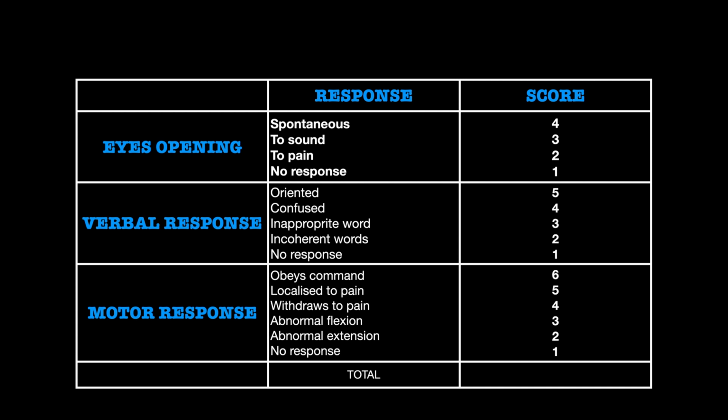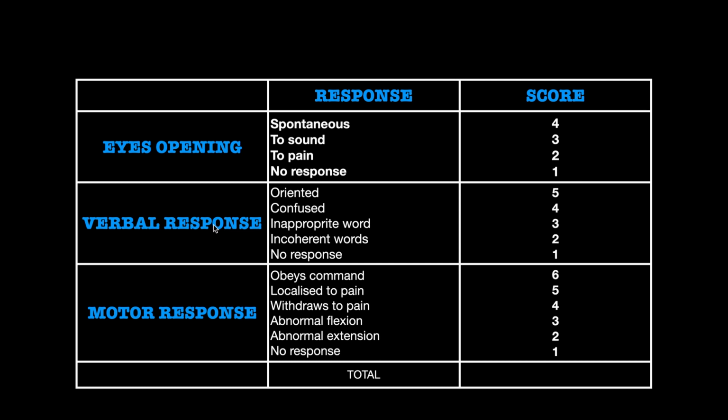Now, all put together, if the patient opens the eyes spontaneously, score the patient 4. If the patient only opens the eyes when you talk to the patient or you make a sound, you score the patient 3. And if the patient only opens the eyes to a painful stimulus, you score the patient 2. If the patient doesn't open the eye at all, you score the patient 1.